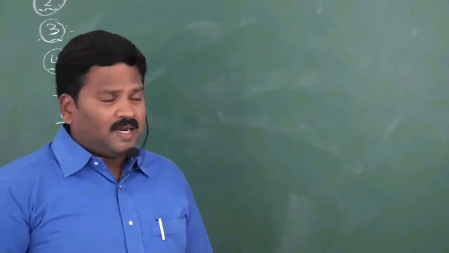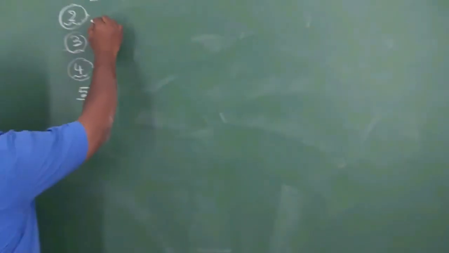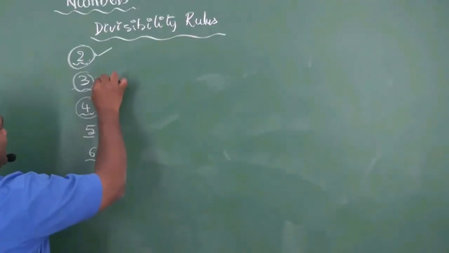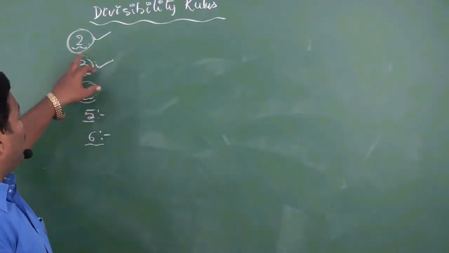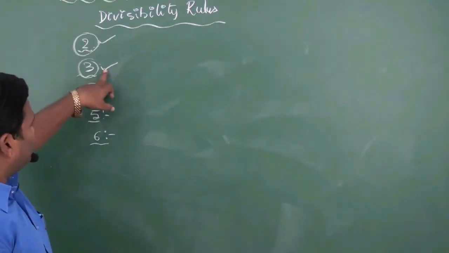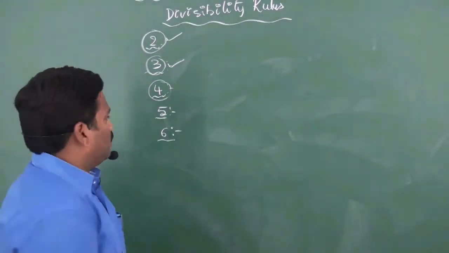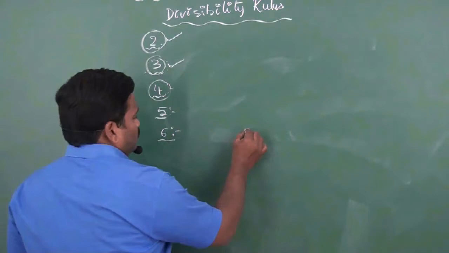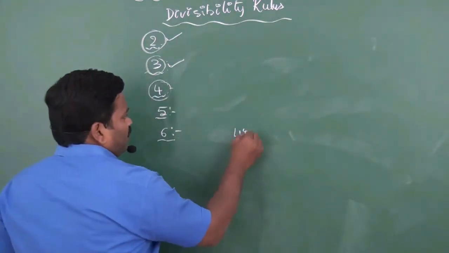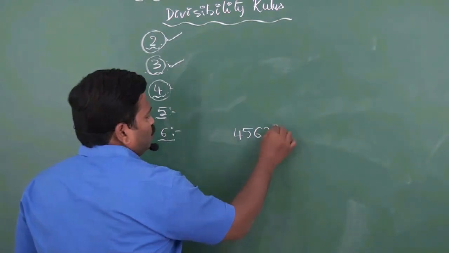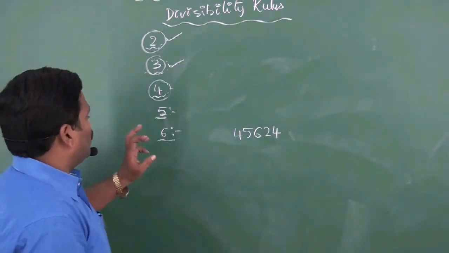If a number is divisible by 6, it must be divisible by both 2 and 3. If a number is divisible by 2 and 3, then the number is divisible by 6. For example, 45624. Is this number divisible by 6 or not?